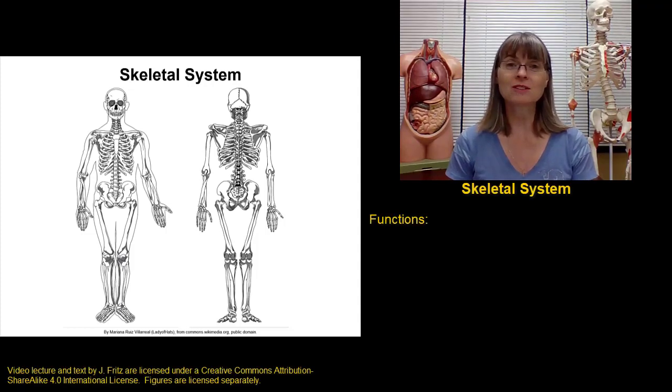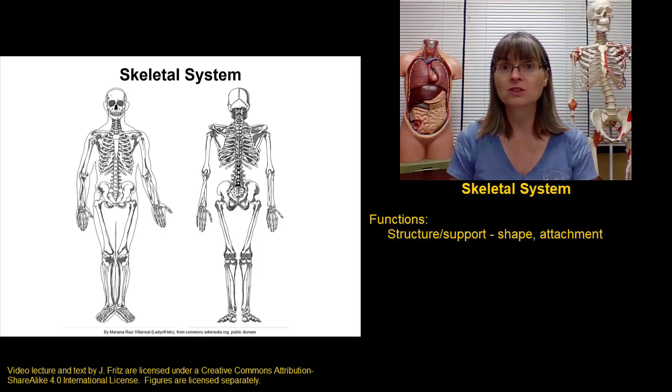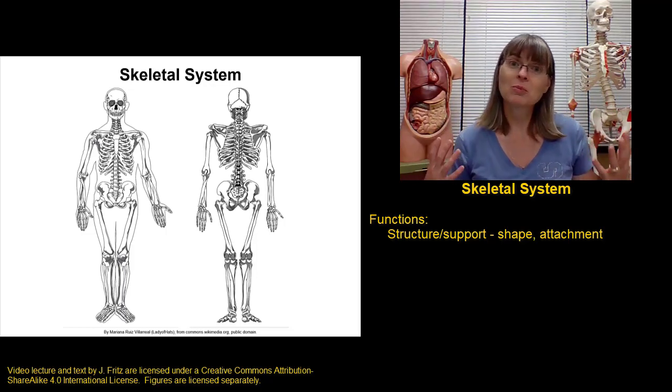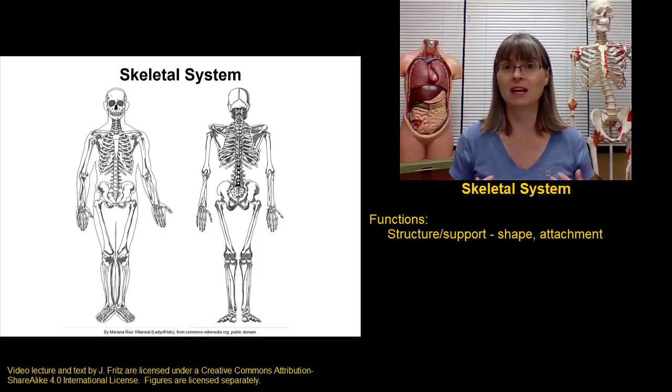When we think of the functions of the skeletal system, one of the first things to come to mind is structure or support. Our skeletal system is what provides the support to our body. It creates the basic shape of our body, and it provides a place to put everything. A lot of things are attached in some way to the skeleton.